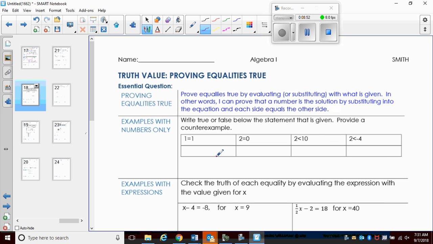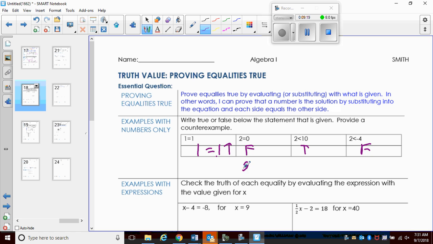So we're going to write true or false below the statement that is given, and then we're going to provide a counterexample. 1 equals 1. It's true. You don't have to write out the statement, but it is true. But 2 equals 0. Is that true or false? It's false. Is 2 less than 10? Yeah, that's true. Is 2 less than -4? No, it's false. So for the ones that are false, we're going to create counterexamples.